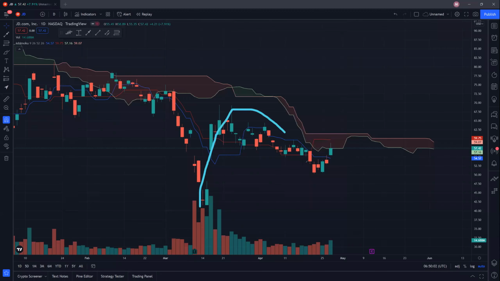It is a very nice wave pattern, and we are creating a potential higher low here compared to this higher low. So that is a good sign. However, if you look closely, there is still a gap that needs to be closed. This high was 50.22 and this low was 50.25. So there's around a $2 gap that needs to be closed for JD.